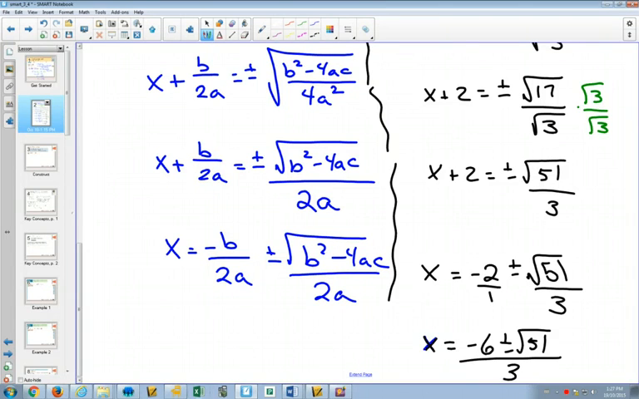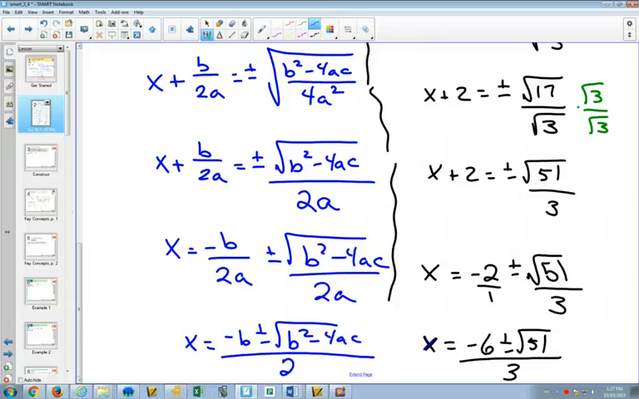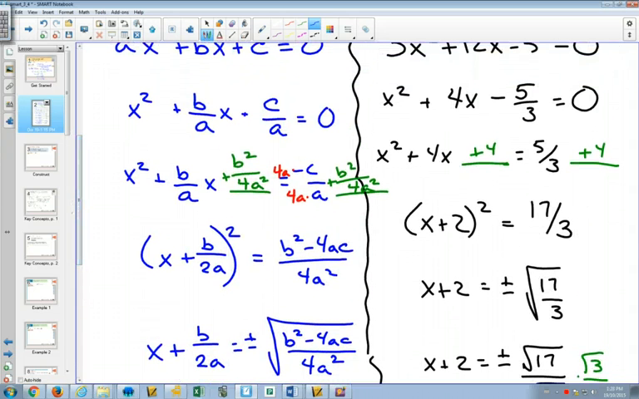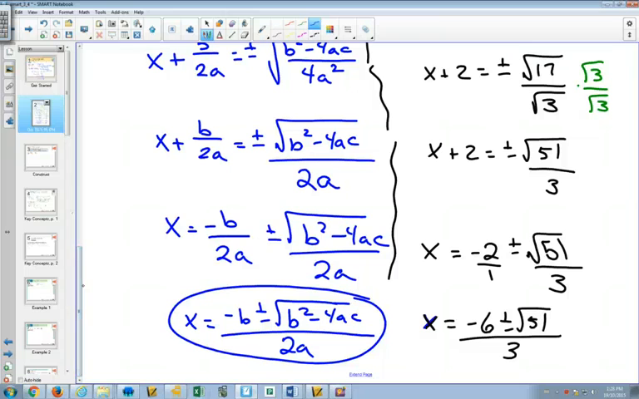Here we already have a common denominator, so we get negative b plus or minus the square root of b squared minus 4ac all over 2a. And so we started with a general equation, ax squared plus bx plus c. We solved it by completing the square, and we come up with a formula. What this means is we can now solve any question by just plugging things into the formula.